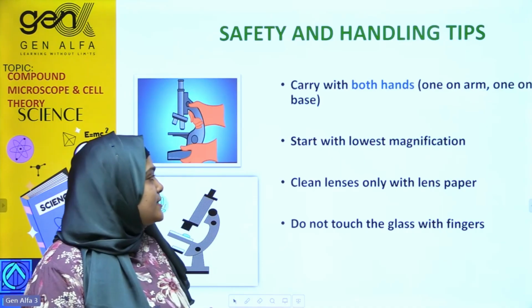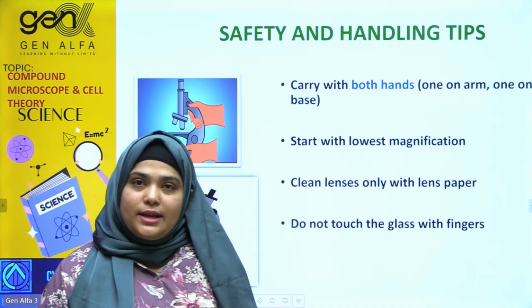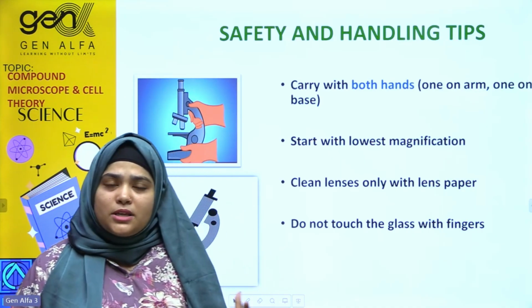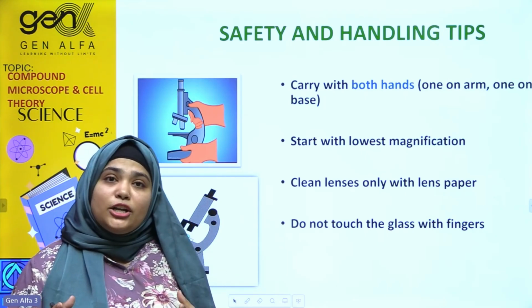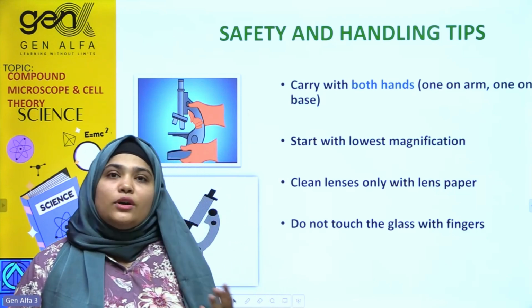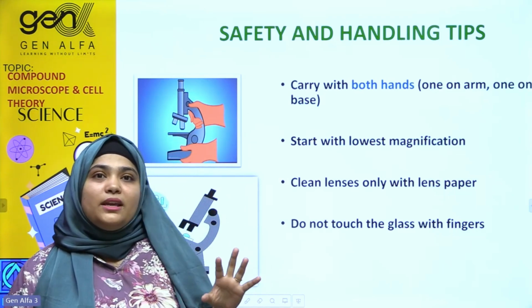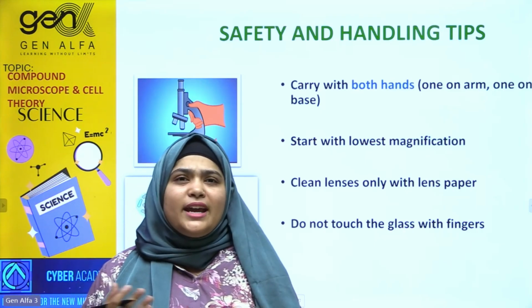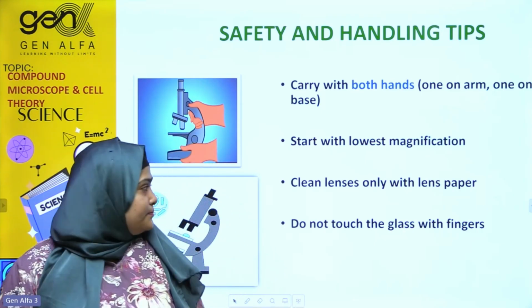Next, clean lenses only with lens paper. Lens paper is specialized paper made to clean lenses. It is very delicate, and if you clean with lens paper, the lens will be very clear and you will get rid of any kind of scratches.